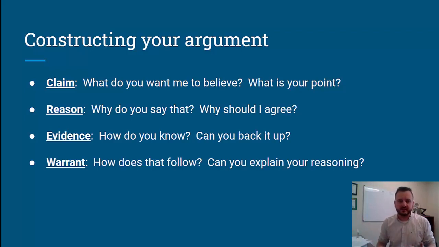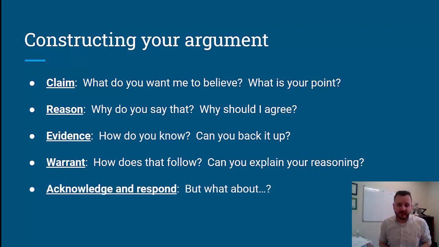And then with a warrant, this means you're drawing connections between points or reasoning. You have to make the connections for your reader. You can't just assume that they know everything. You need to draw those connections yourself. And finally, you want to anticipate potential objections your reader might have. You acknowledge those objections and respond to them.